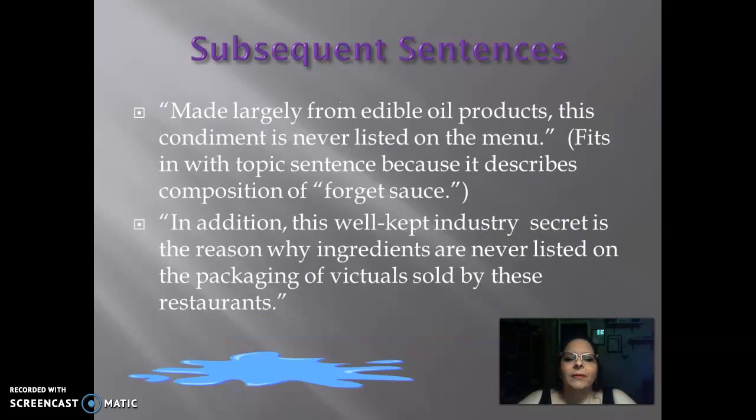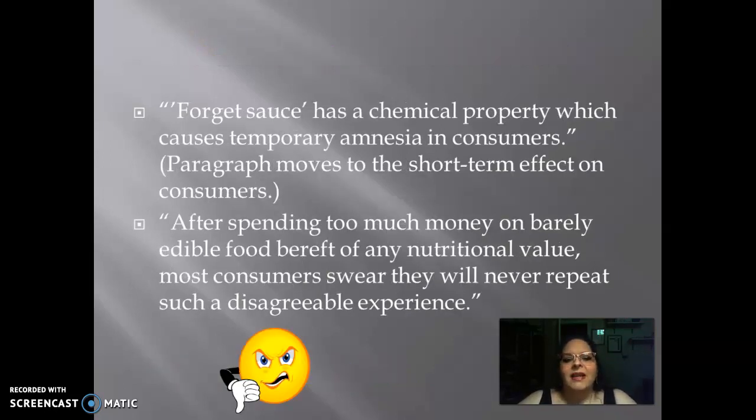Made largely from edible oil products, this condiment is never listed in the menu. So this fits with the topic sentence because it's describing what the forget sauce is. In addition, this well-kept industry secret is the reason why ingredients are never listed on the packaging of victuals sold by these restaurants. So this is still talking about the sauce directly. Forget sauce has a chemical property which causes temporary amnesia in consumers. So this might make you go, what? Which is good if you're going to follow with something that explains. So this is talking about the short-term effect.